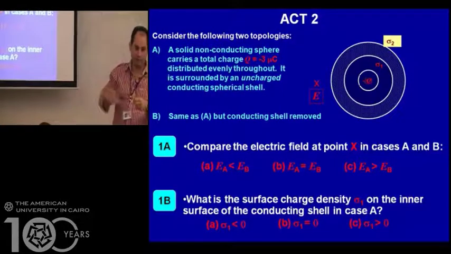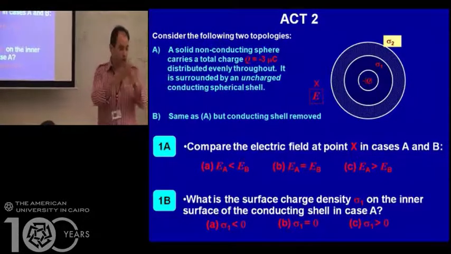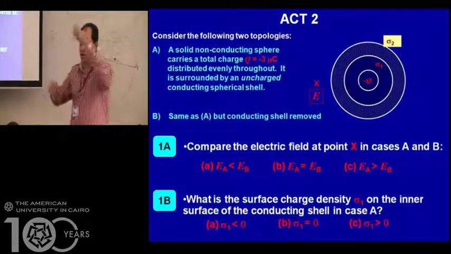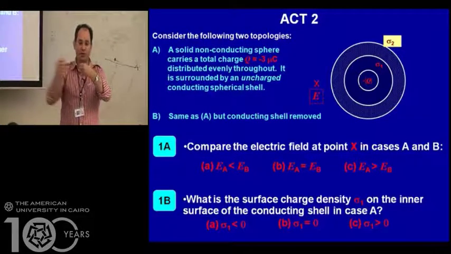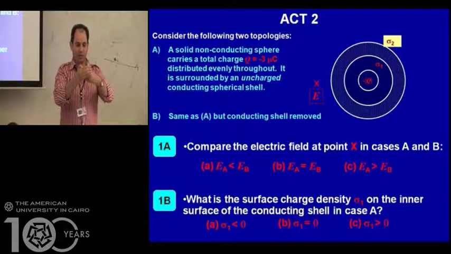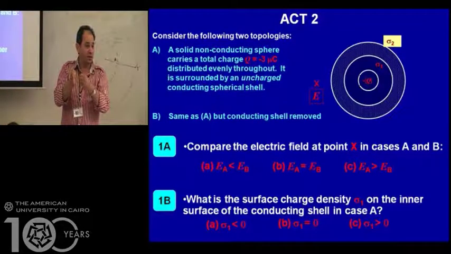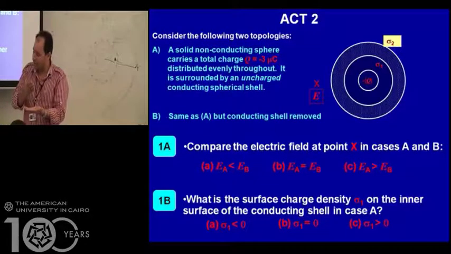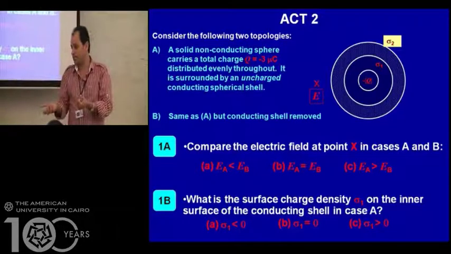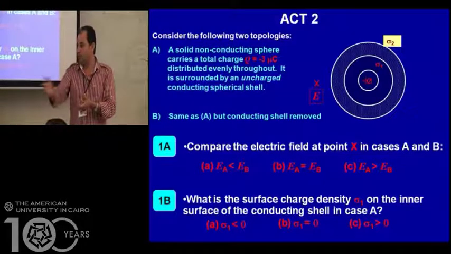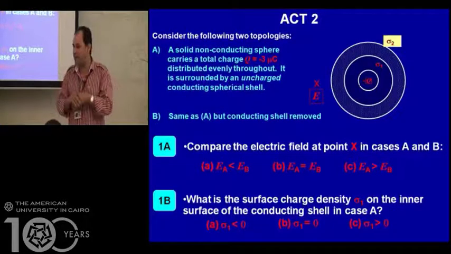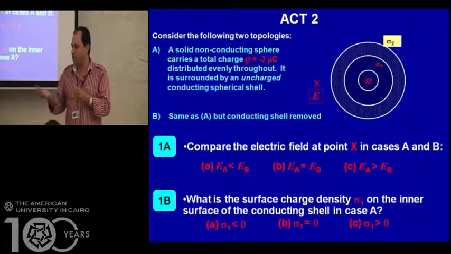Forget the problem for now. Again, you have a positive charge Q here, then you put a concentric shell around it. The shell has an equal amount of positive and negative charges. Any material has an equal amount of positive and negative charges.